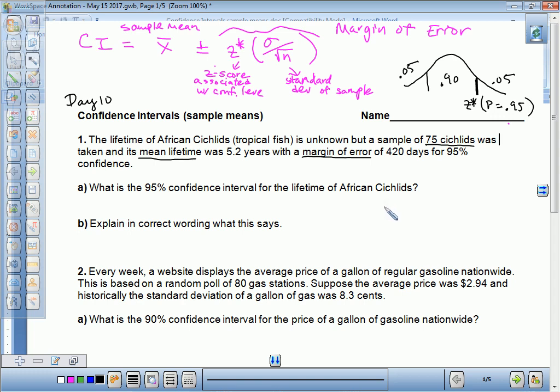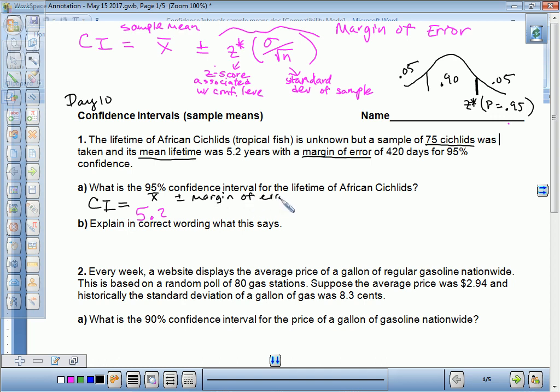cichlids? Cicadas. Of the African fish, tropical fish. Okay, so the 95% confidence interval. We were already given the mean. The mean is 5.2. And that is plus or minus the margin of error. We're recording, so.